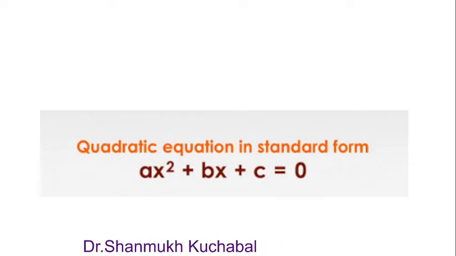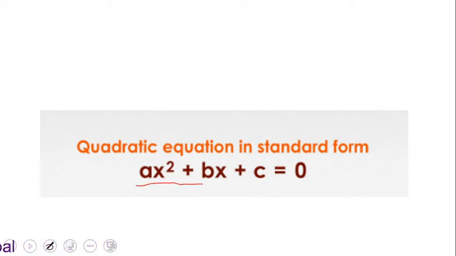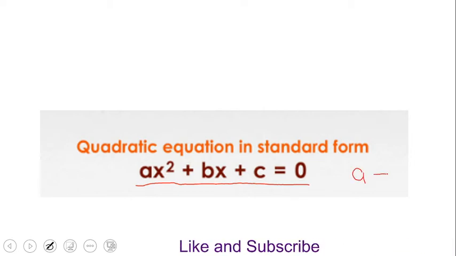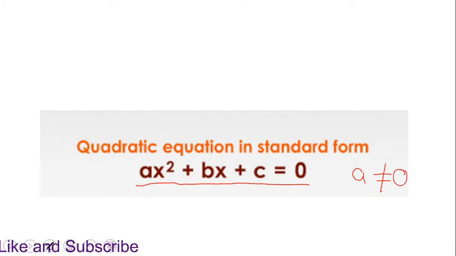So first we'll define what is meant by a quadratic equation. An equation in the form of ax square plus bx plus c equal to 0 is called a quadratic equation, where the x square coefficient is not equal to 0, that is, a is not equal to 0. Or else, if the highest power is 2, then such an equation we call a quadratic equation.